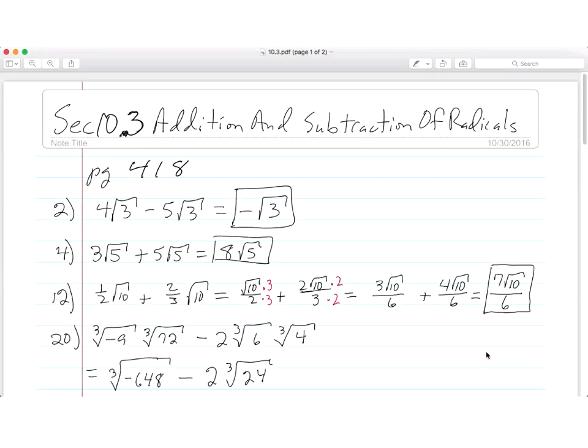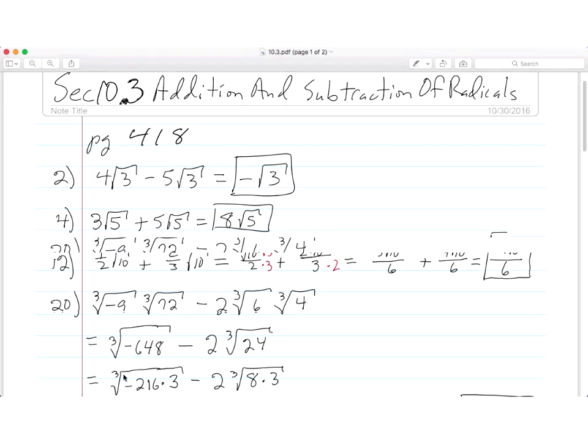Let me do problem number 20. The cube root of negative 9 times the cube root of 72 minus 2 times the cube root of 6 times the cube root of 4. Well, in this case, it doesn't look like anything's in common yet. So let's try to simplify this and see if somehow we can make them like radicals. The cube root of, well, negative 9 times 72 is negative 648 minus 2 times the cube root of 6 times the cube root of 4. 6 times 4 is 24.